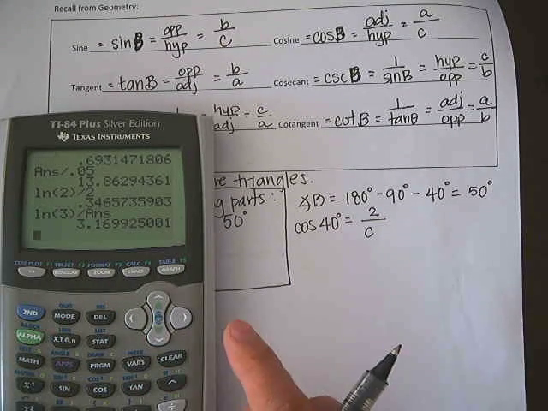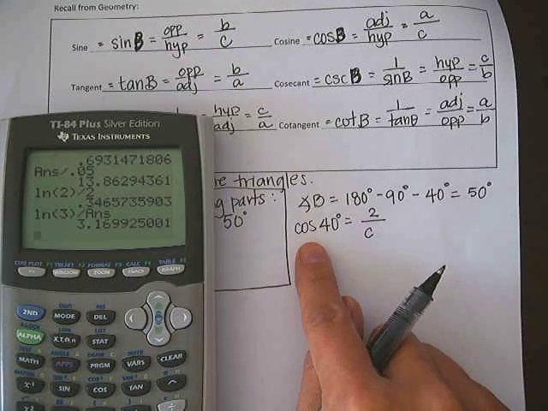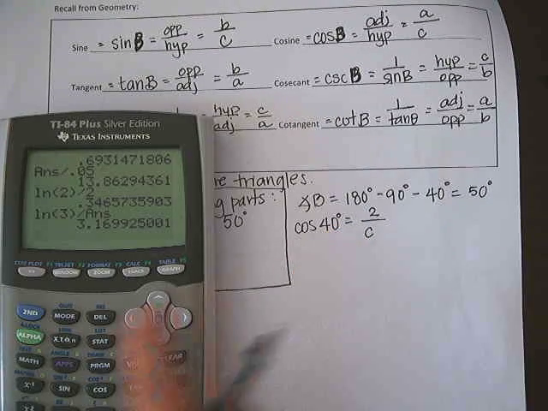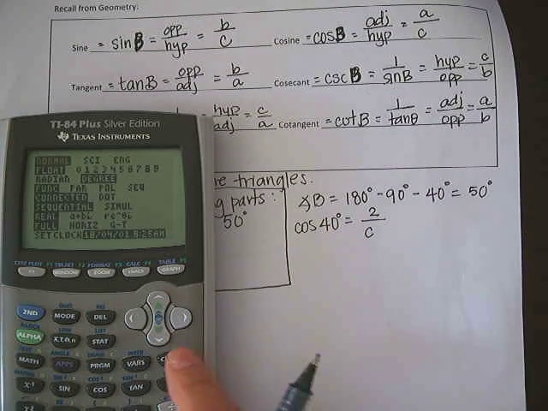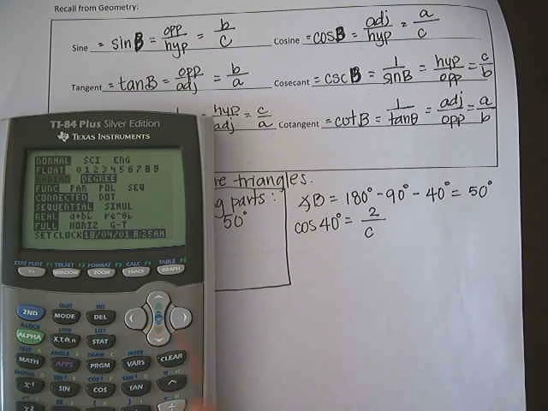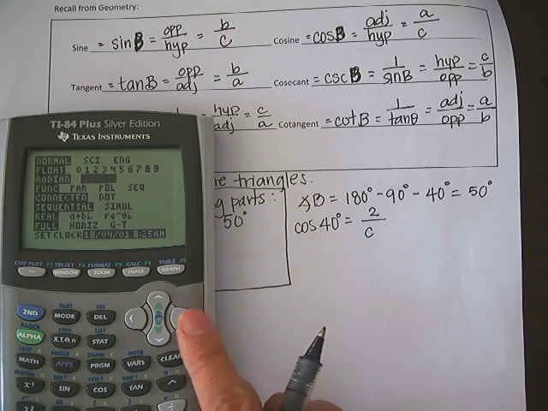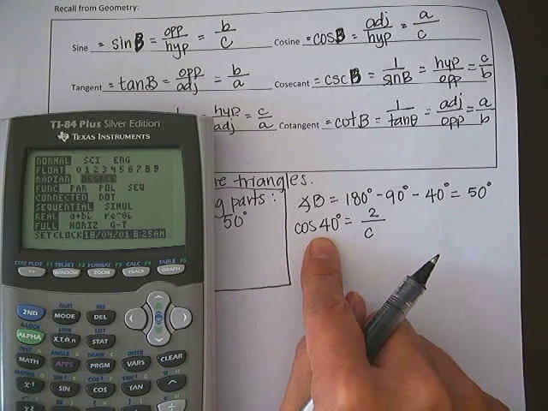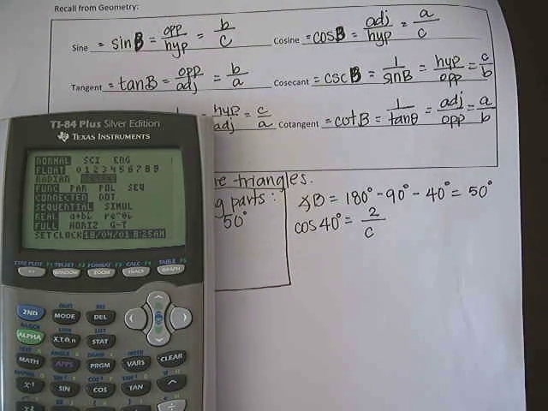Let's go over that again. To change your calculator from degrees to radians, hit mode. Right now, notice how I can go to radian and hit enter, and then it's in radian. But because my problem is in degrees, I'm going to need to change it to degrees. You only need to do this when you are in trig. Now my calculator is in degrees.